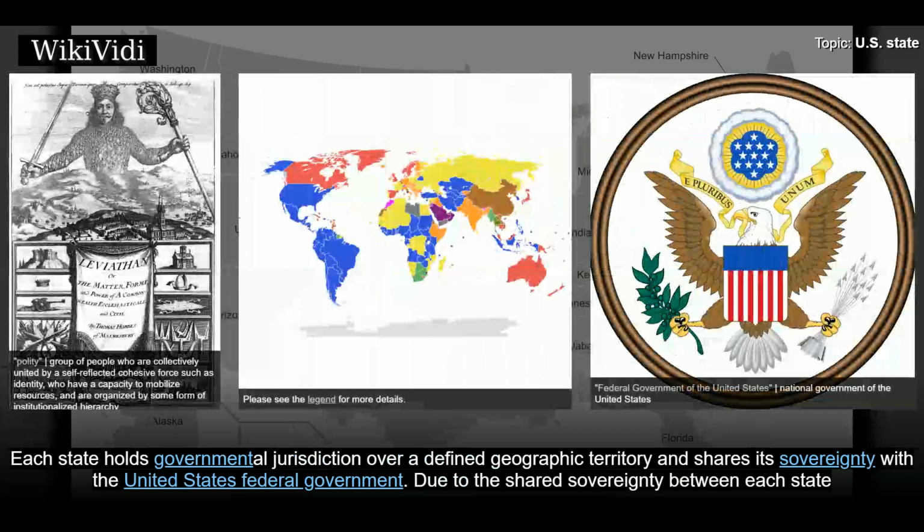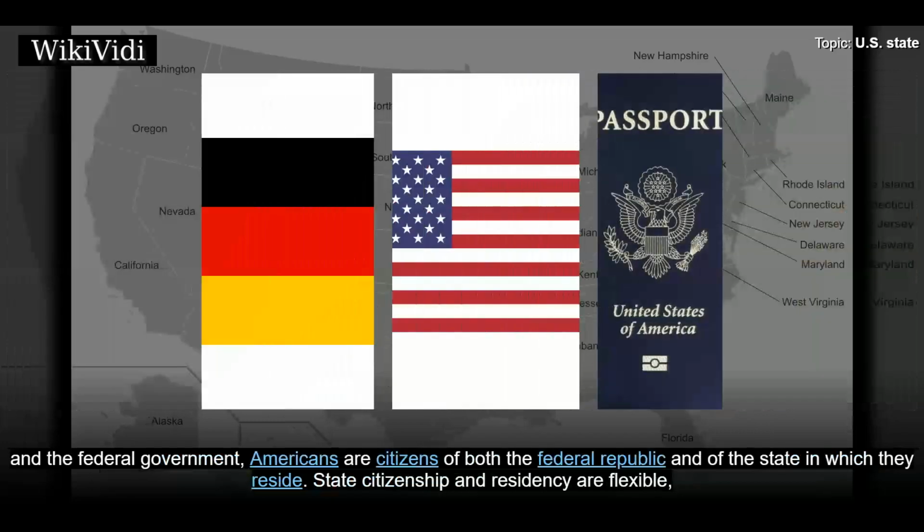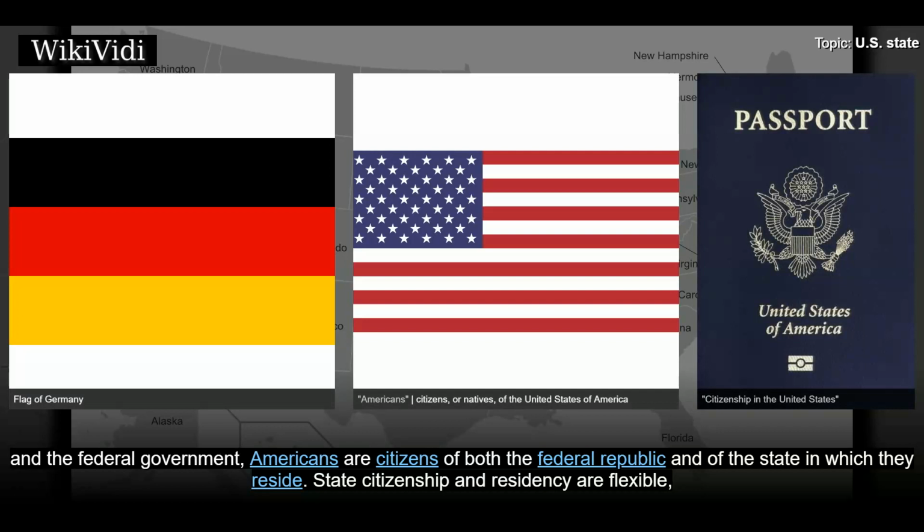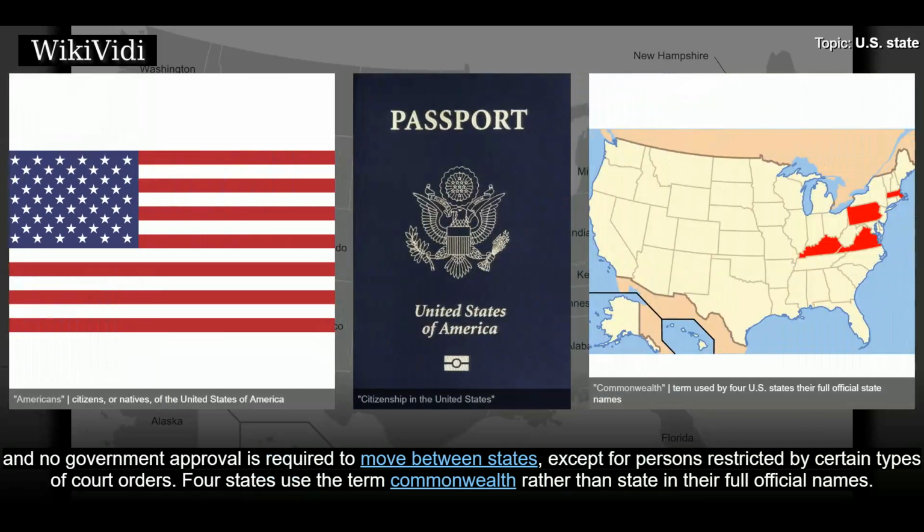Due to the shared sovereignty between each state and the federal government, Americans are citizens of both the federal republic and of the state in which they reside. State citizenship and residency are flexible, and no government approval is required to move between states, except for persons restricted by certain types of court orders.